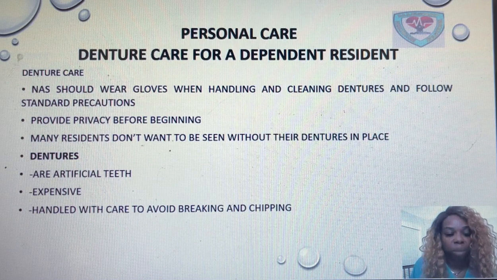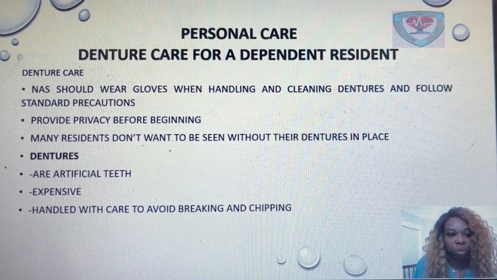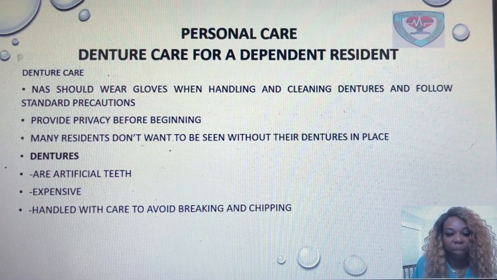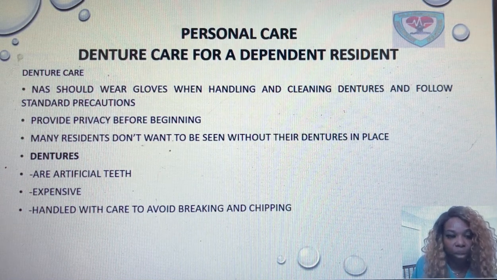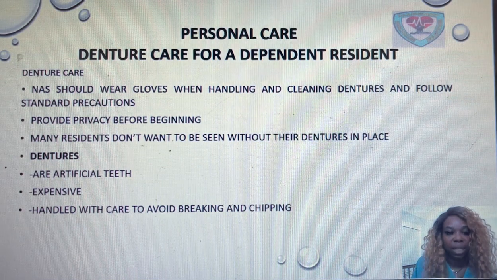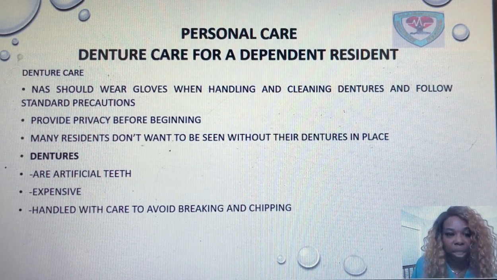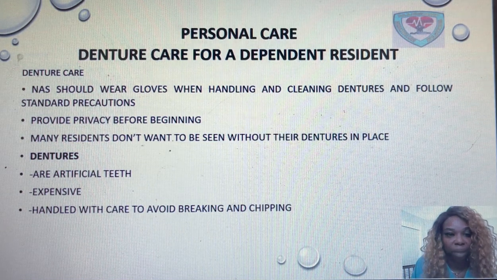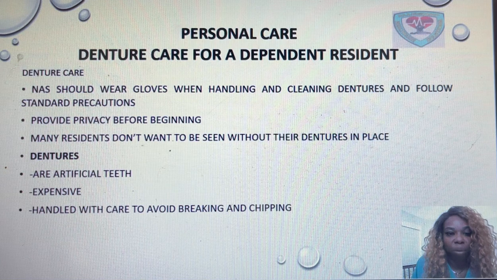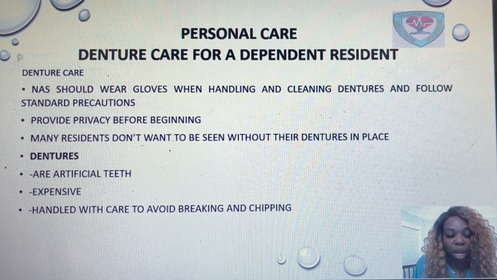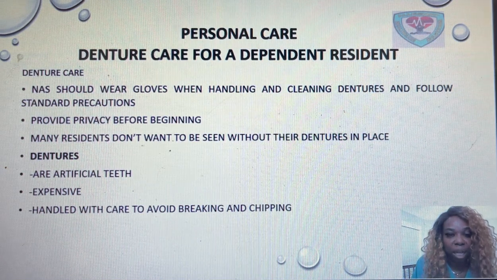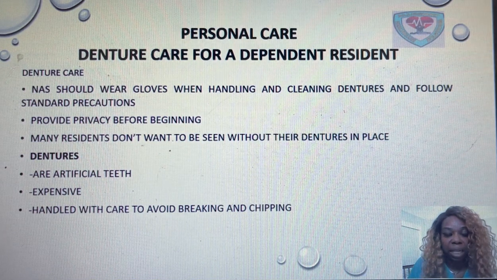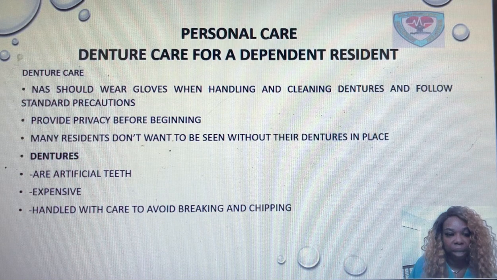You can also be providing denture care to residents' dentures, which are artificial teeth. They may have a full set of dentures or a partial set of dentures. Once again, dentures are artificial teeth. You should wear gloves when handling a resident's dentures and follow standard precautions. You should always use the privacy curtain before you begin providing denture care. Many residents don't want to be seen without their dentures in place.